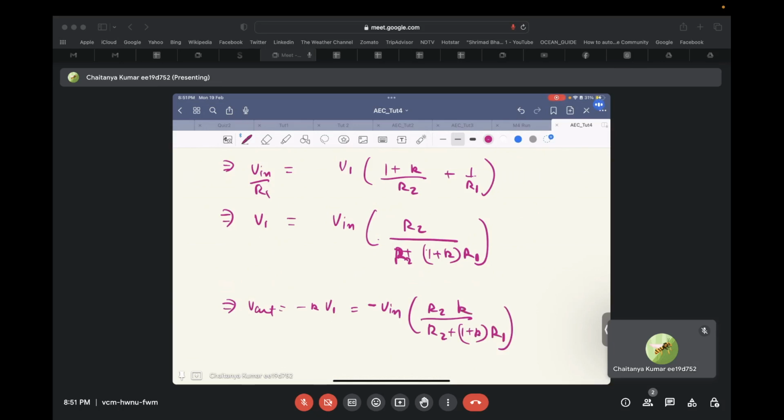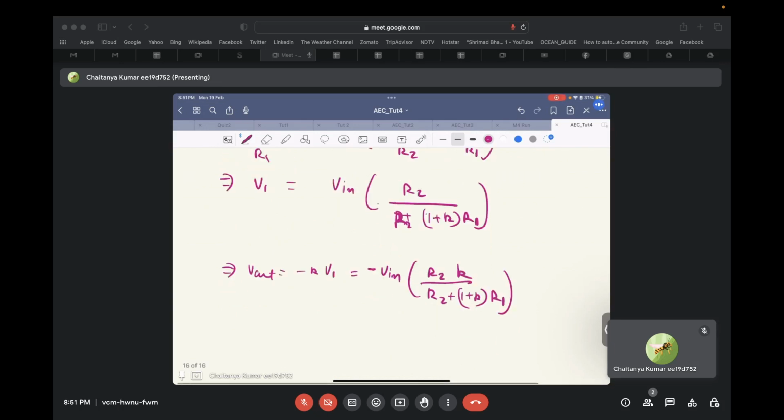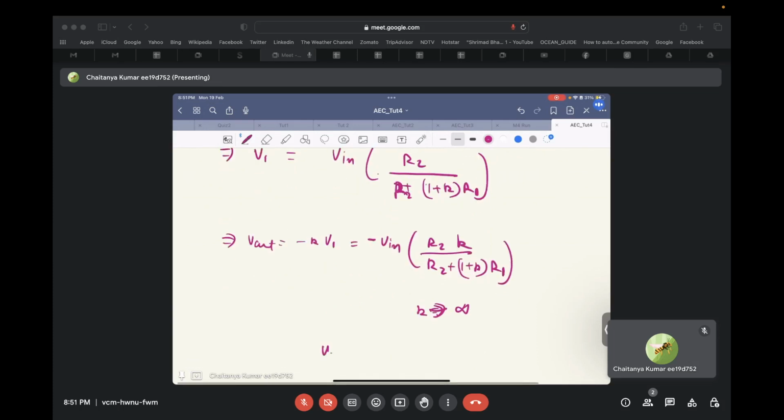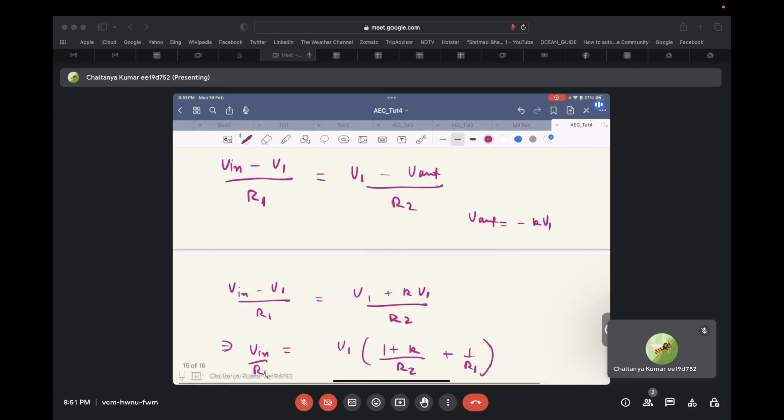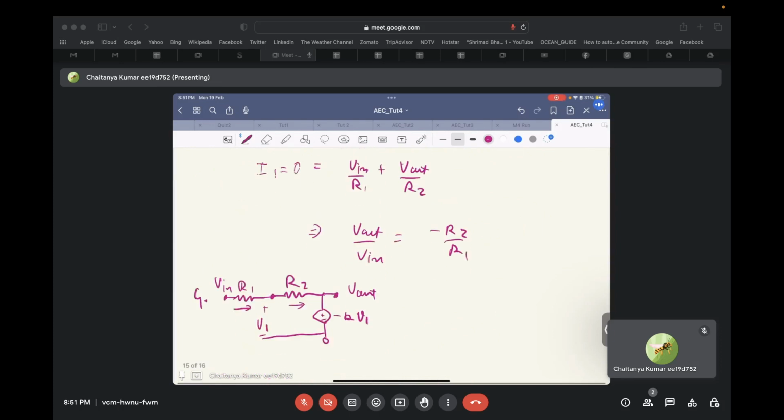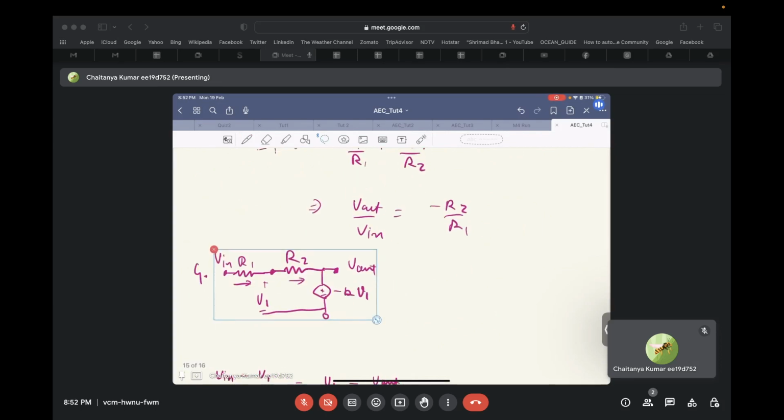Okay. Again, if K tends to infinity, V out by V in becomes minus of R2 by R1. So again, this can be derived through the concept of the circuit being in negative feedback.